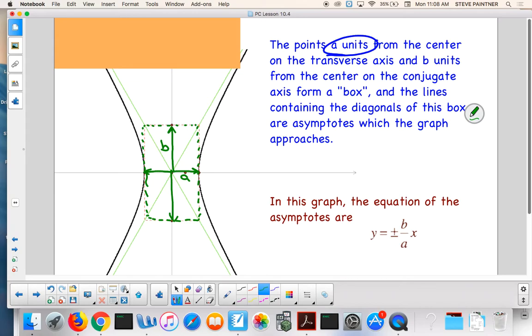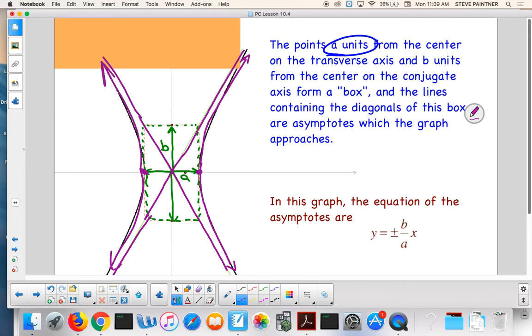Your box is going to come in really handy because of this. It says the box on the conjugate axis, and the lines containing the diagonals of this box are asymptotes which the graph approaches. So really, the diagonals are your asymptotes. So we can just run it right through the corner of your box, out, right through the corner of your box, out. And then from there, guys, you will just sketch it. You'll take your vertices, you'll already have them down. You'll run your hyperbola this way, and that's it. That's all I'm going to ask you to do is basically follow your diagonals out.